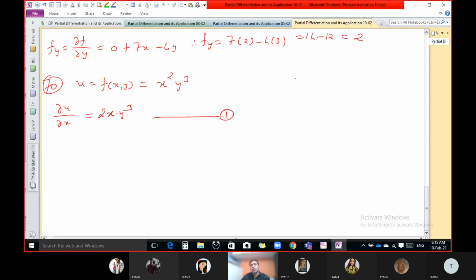Or you can use the multiplication rule. There is a multiplication rule. What is the rule? If there is u into v, then keep u as it is, differentiate v with respect to x, plus v as it is, derivative of u with respect to x. That is the multiplication rule. You can consider this rule. So x square as it is. Now tell me, what is the derivative of y cube with respect to x?